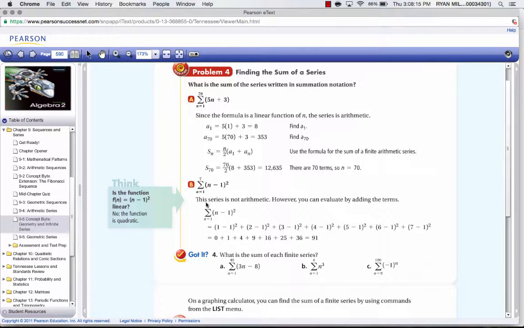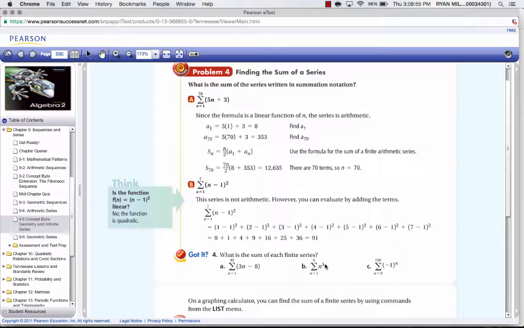Another example. This series is not arithmetic. However, you can evaluate it by adding the terms. So this is not an arithmetic sequence, which means I cannot use this summation formula. But what I can do is actually just work it out. So plug in 1, see what you get. Plug in 2, see what you get. Plug in 3, plug in 4, etc. And then once I know all those answers, I can add those together and I get 91. So sometimes a strategy is to actually do it by hand. For example, this example right here, A, works like this example up here. I should be able to do that one just fine.